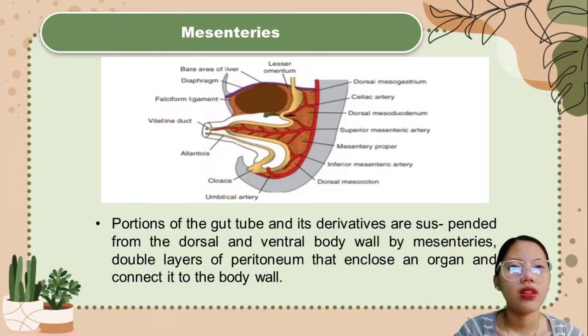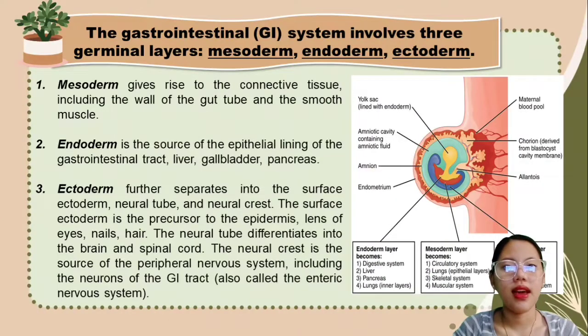The liver is connected to the ventral abdominal wall and to the stomach by the falciform ligament and lesser omentum respectively. The superior mesenteric artery runs through the mesentery proper and continues towards the yolk sac as the vitelline artery. The gastrointestinal or GI tract system involves three germ layers: mesoderm, endoderm, and ectoderm.